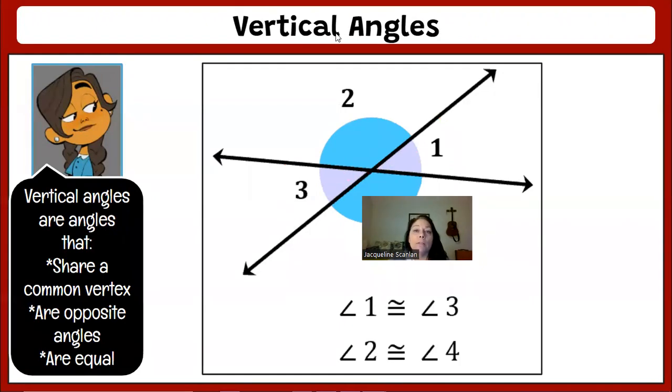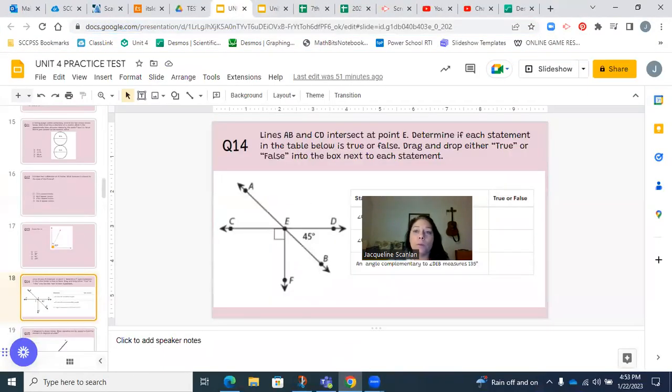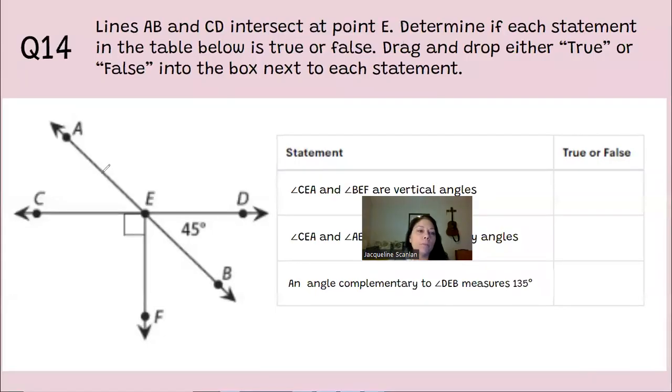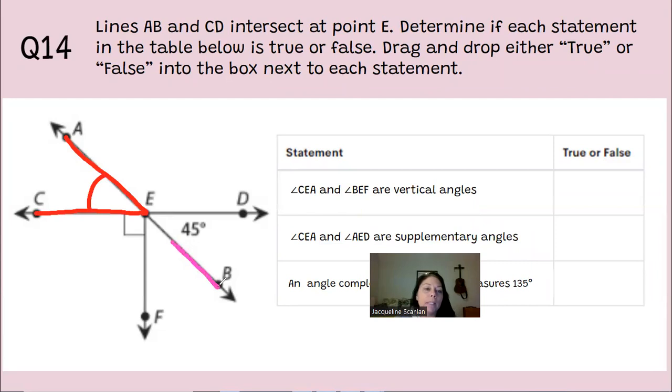So I'm going to minimize the slideshow and go back to the test question and take a look at those two angles again. So remembering we were talking about angle CEA, which is this angle here, and angle BEF, which is this angle here. And hopefully you can tell that these two angles are not opposites. They are not opposite each other. They do share a common vertex.